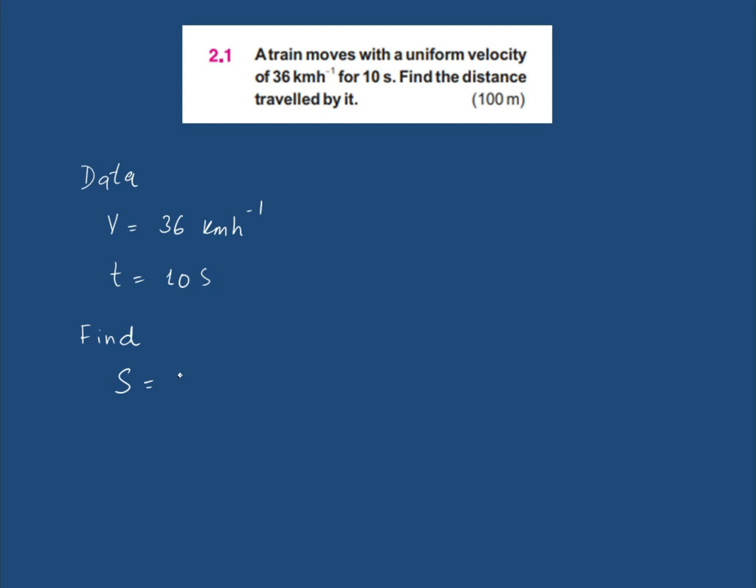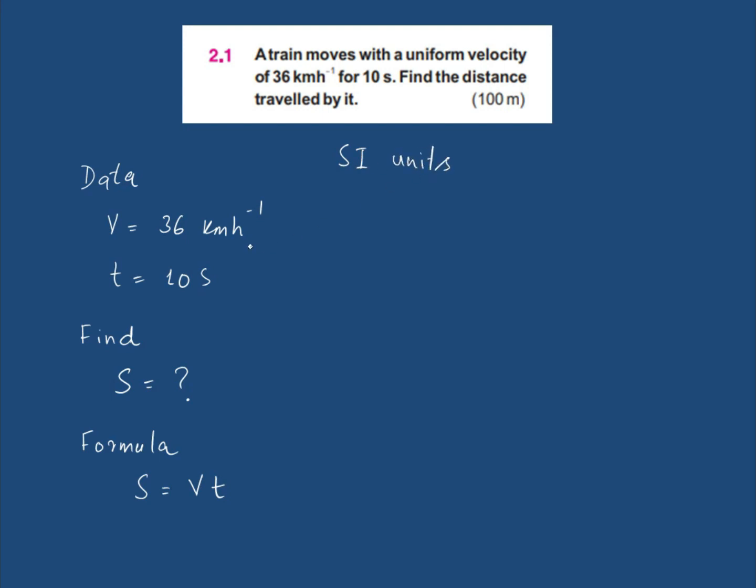The distance that the train covers in the 10 seconds when it was moving with uniform velocity of 36 km per hour. So what formula is suitable to calculate the distance? S is equal to velocity multiplied by time. So before putting in the values, we have to make the units consistent. We have to put all the units in SI units.